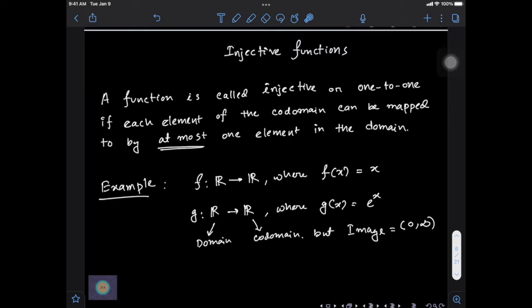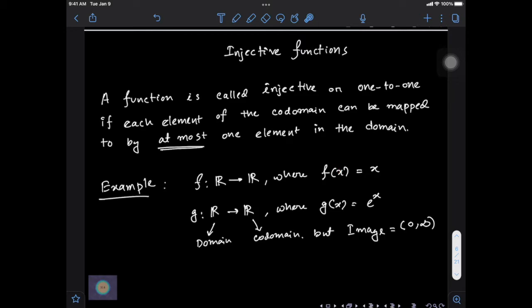So this is the formal definition. Let's take a look at some examples to try to understand how we can identify injective functions. So let's consider the function f, whose domain is defined to be R and codomain is defined to be R as well, and the function f is given by f of x is equal to x. So we can see that for each distinct output that the function attains, which is x here, it comes from a distinct input from its domain, which is x as well. So this is a simple function and this is an injective function.